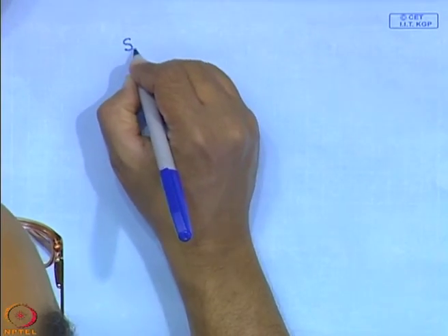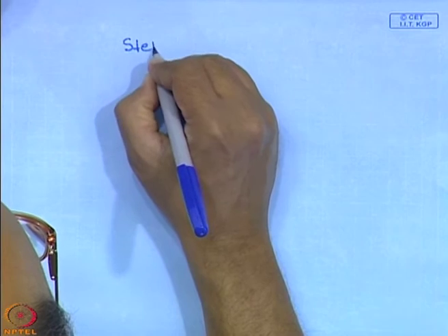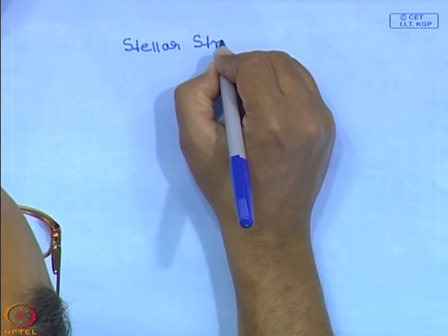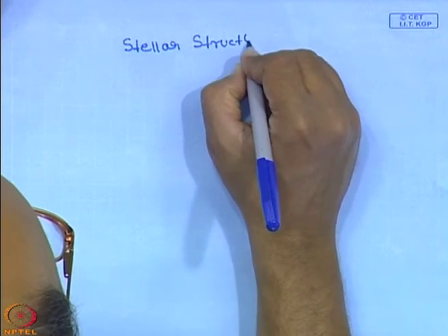Having discussed these two problems, let me now move on to the topic of the remaining part of today's class. We are going to now move on to discussing the structure of stars, stellar structure. This is what is called stellar structure.